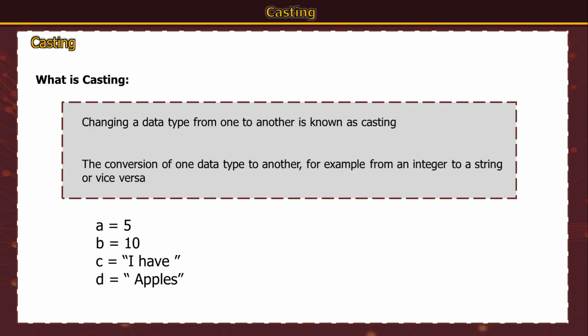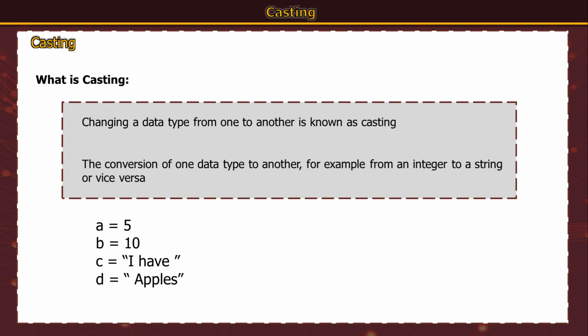Okay then, let's take a look at what casting is. Casting is basically where we change the data type from one to another. And there's a number of reasons you might want to do that, and I'm going to explain now. So for example, you might want to change an integer to a string or vice versa. So in this example here, I've got 5, 10, I have, and then apples. Okay, so I've got 4 variables. So I want to eventually say I have 15 apples.